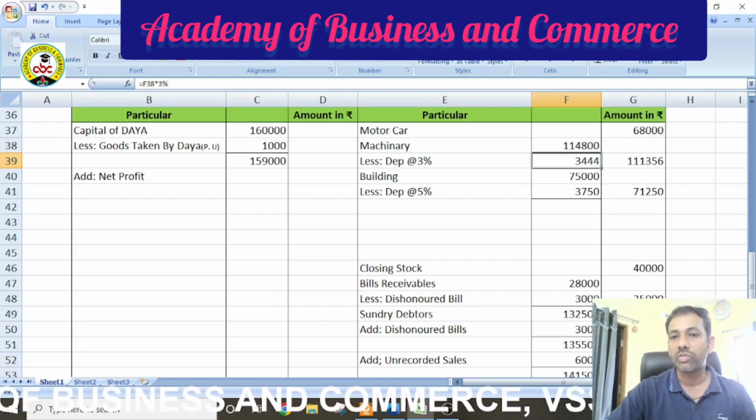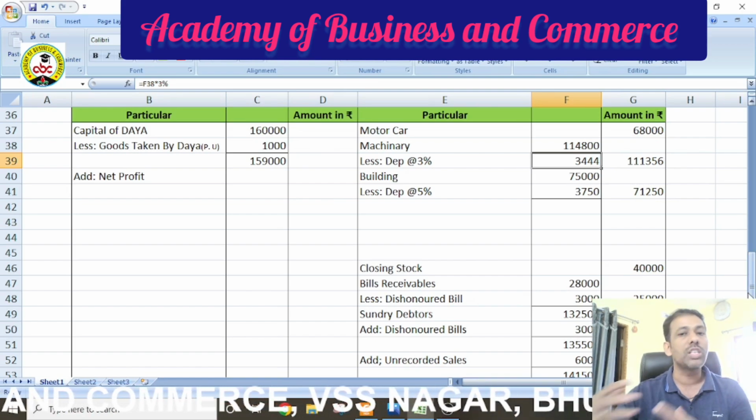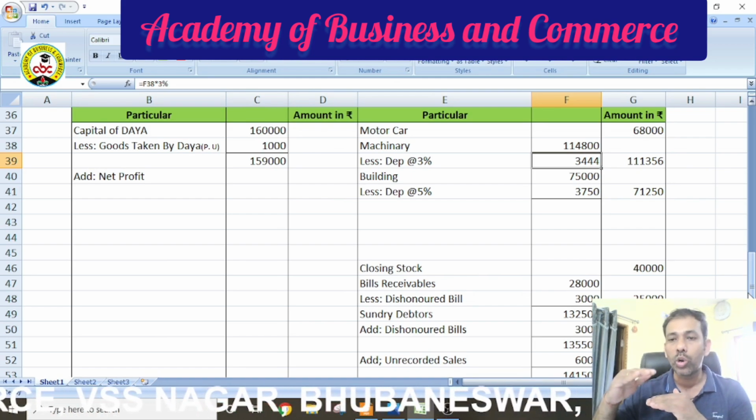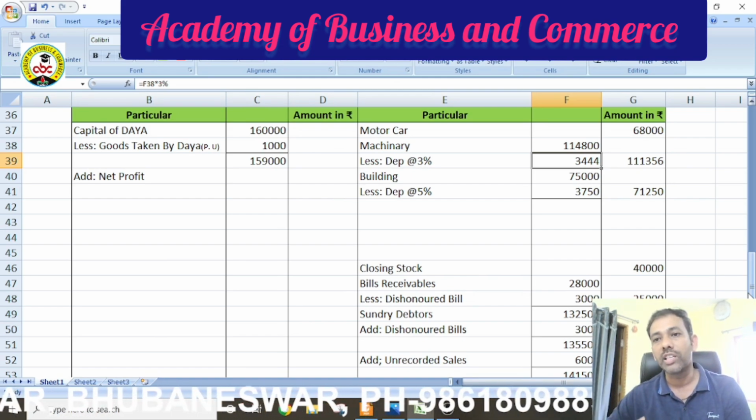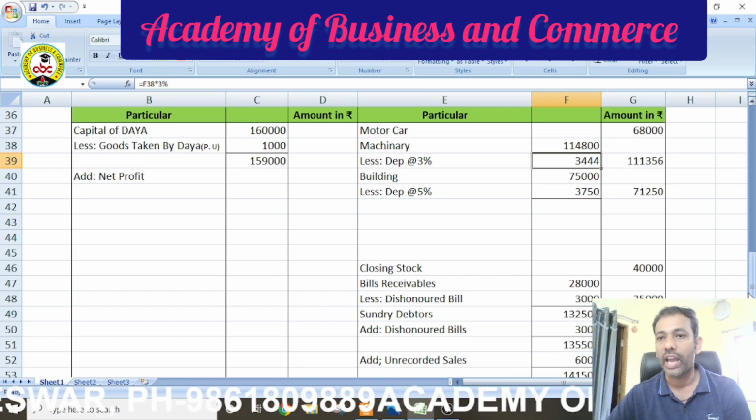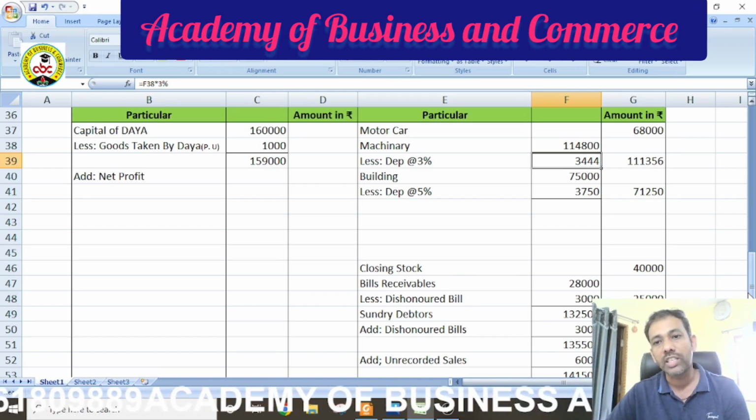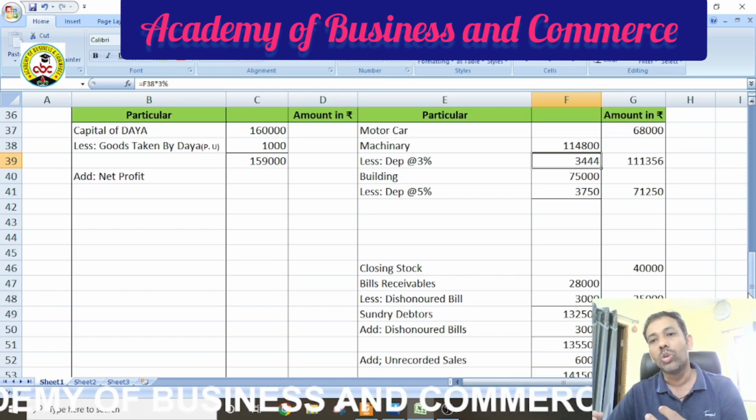So it is an expenditure for us. That means when we are using some asset, the value of that asset slowly decreases. Why is it decreasing? There are many causes: loss of time, use, accident, wear and tear, and obsolescence.